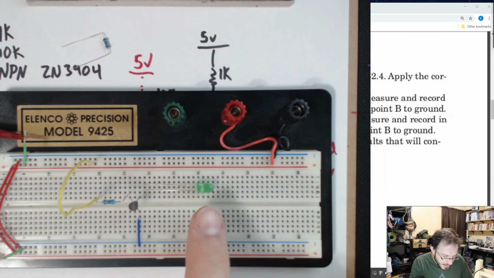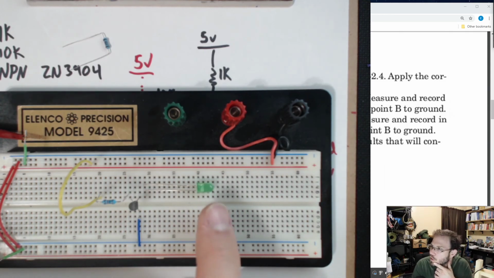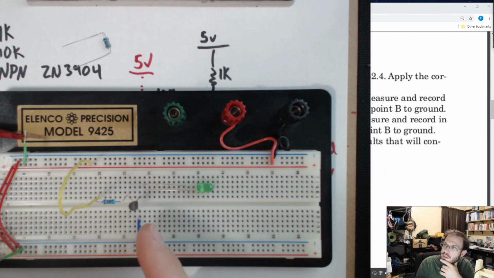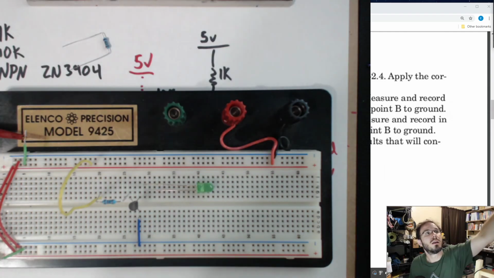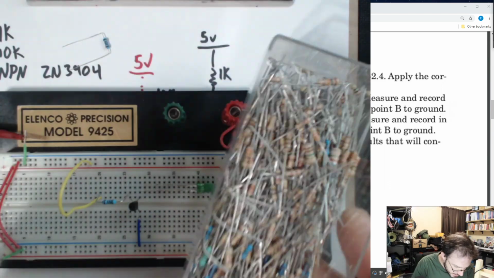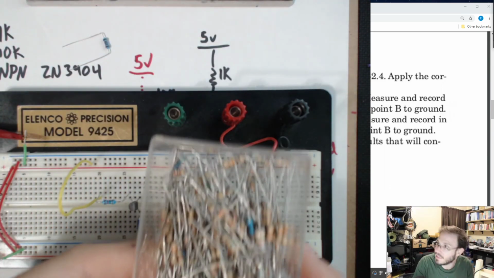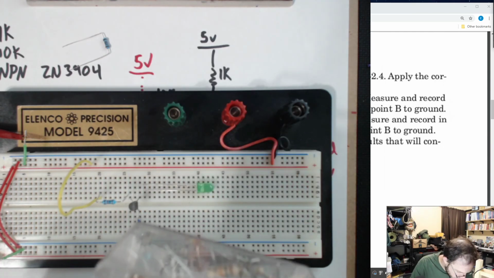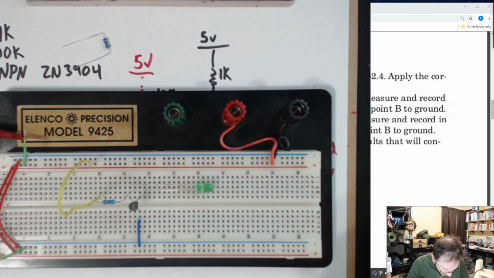Now, when you're using an LED, remember you're going to get a 1.8 voltage drop across it. So we want to lower the value of the resistor so we can increase the current that would be going from the collector to the emitter. So I'm just going to go through my junk resistor pile and find something that's close to 330 ohms. I found 33 ohms.